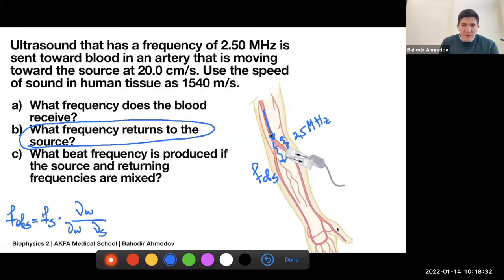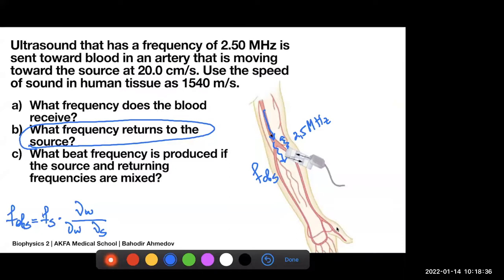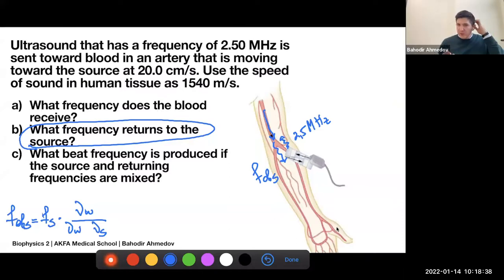So should I put minus or plus? What do you think? Minus. Yeah, because it is moving towards the transducer, right? Okay, so I'm just going to put minus. Then it's going to be equal to 2.5 megahertz multiplied by 1,540. It's the speed of sound in human tissue. So depending on the matter, the speed of sound is going to be different. Divided by 1,540 minus 20.